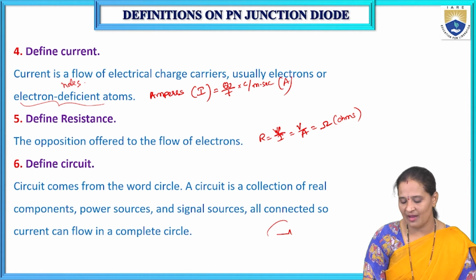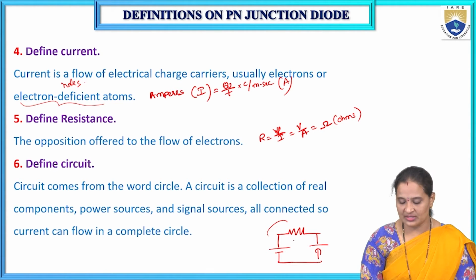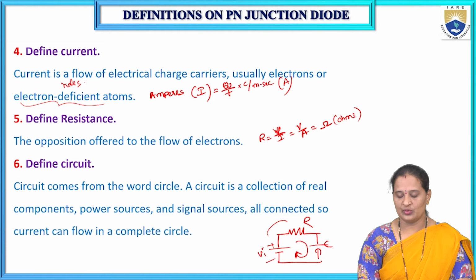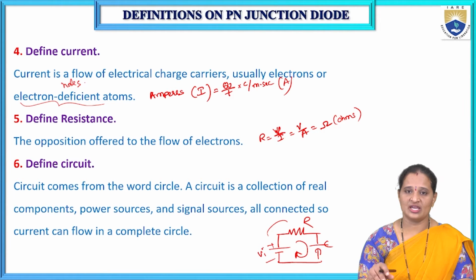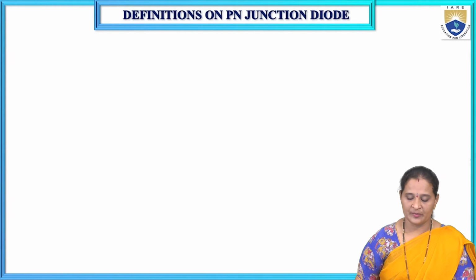So for example, we have a circuit like this. We have a resistance and a capacitance, and we do have a voltage source. So this is nothing but a circuit where it is forming a closed loop. That means all the components, including resistors, inductors, capacitors, and the sources, signal sources, connected together such that a closed loop is formed or a circle is formed, is known as a circuit.